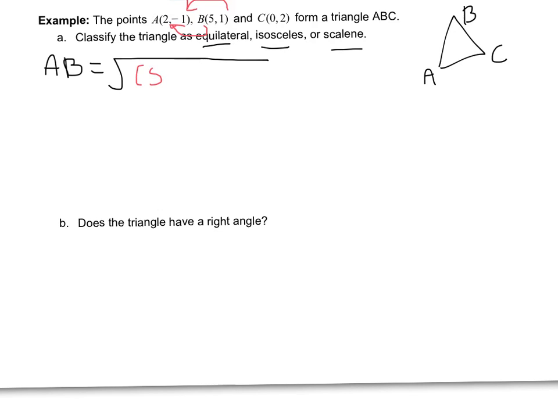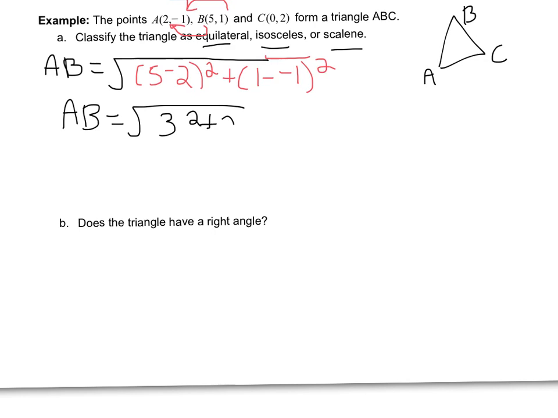So I can subtract the x's, 5 minus 2 squared. Subtract the y's, 1 minus negative 1 squared. And then I've got to simplify. So I've got 3 squared plus 2 squared. So AB should be 9 plus 4, should be the square root of 13.